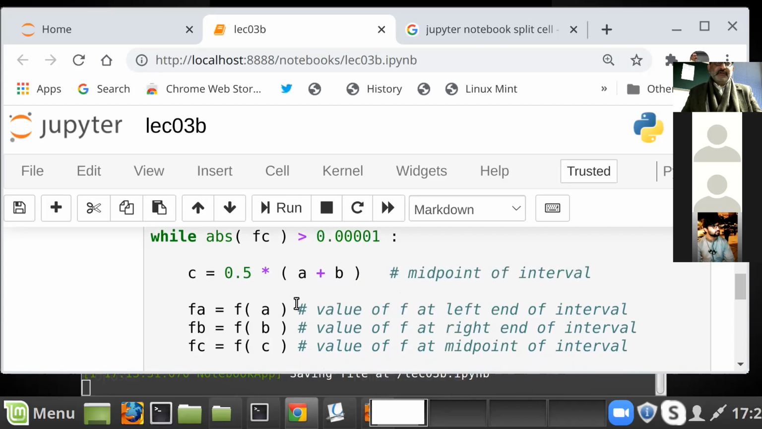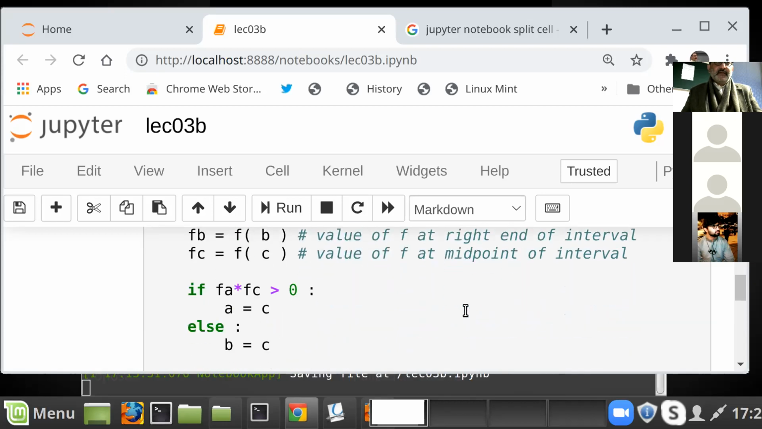C is the midpoint, so 0.5 times a plus b. FA equals f of A, FB equals f of B, and f of C is the value at the midpoint. Now, what did we say? We said that if f of C has the same sign as f of A, then let C be the new A. If f of C has the same sign as f of B, let C be the new B. Okay, so that's what we say here.